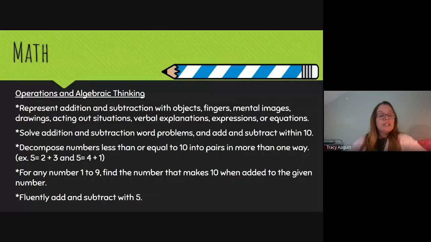Then we move on to operations and algebraic thinking. Don't worry, we're not doing algebra yet, but they're learning to represent addition and subtraction with objects, fingers, mental images, drawings. We act it out sometimes, verbal explanations, and then we get to equations at the end of the year.